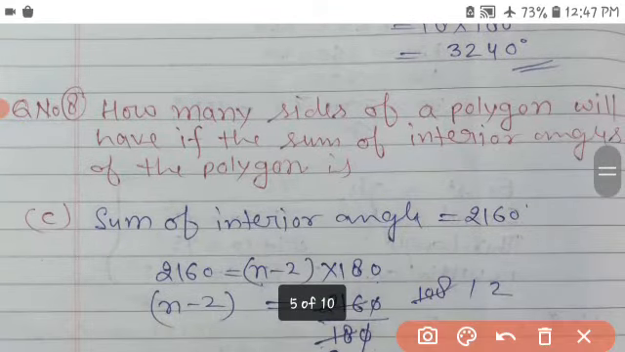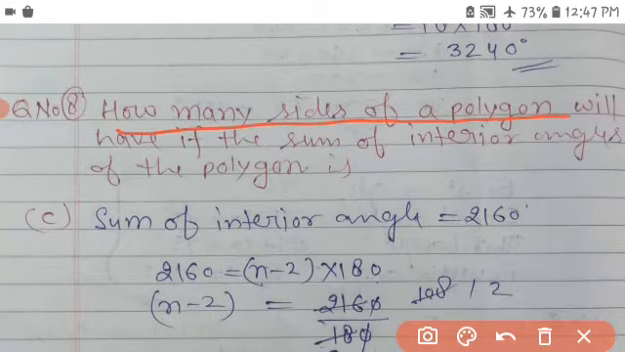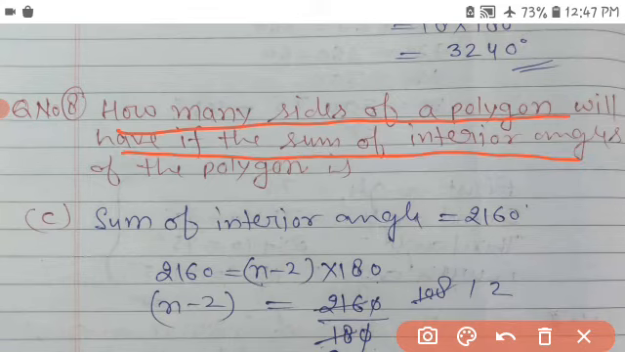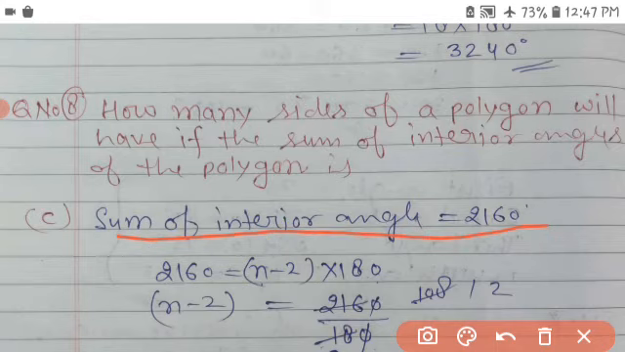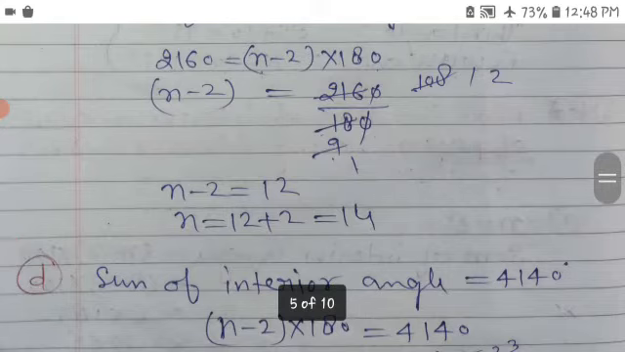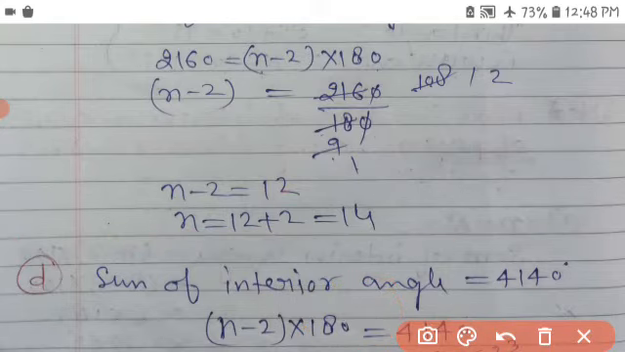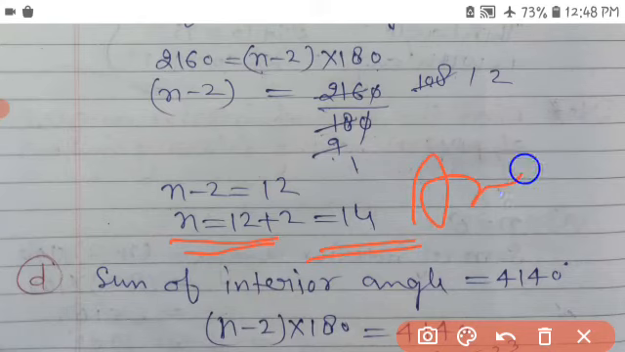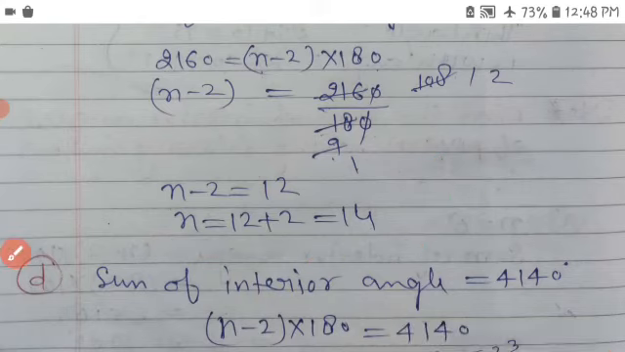How many sides will a polygon have if the sum of its interior angles is 2160? Sum of interior angles is equal to 2160. Now 2160 divided by 180 is equal to 12. So n minus 2 is equal to 12. Now n is equal to 12 plus 2, n equal to 14. 14 is the answer. Next part.